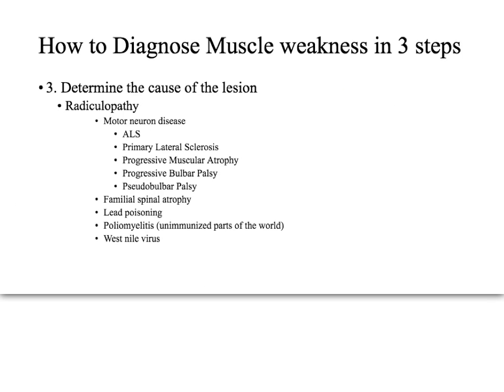So let's look at a few of the different radiculopathies. There's a large group called motor neuron disease. Motor neuron disease includes ALS, primary lateral sclerosis, or PLS, primary muscular atrophy, progressive bulbar palsy, and pseudobulbar palsy. A few others include familial atrophy, lead poisoning. In unimmunized parts of the world, you want to look out for poliomyelitis. And I found it interesting that West Nile virus can cause a radiculopathy.